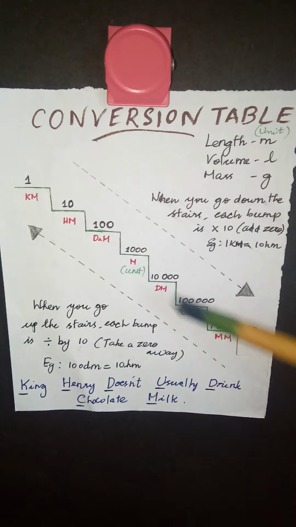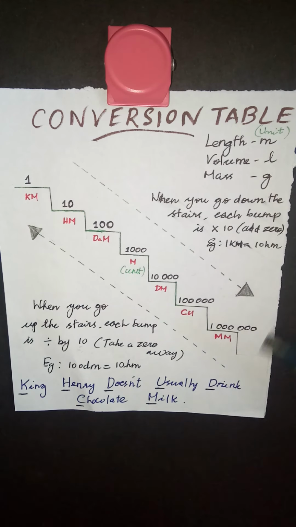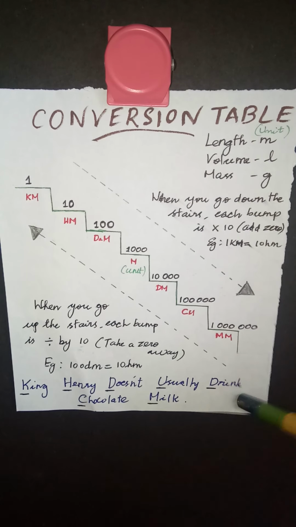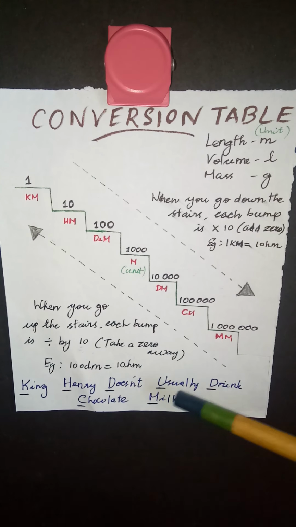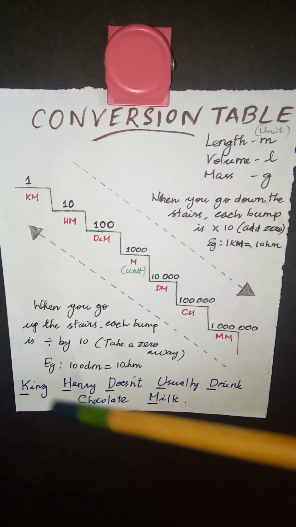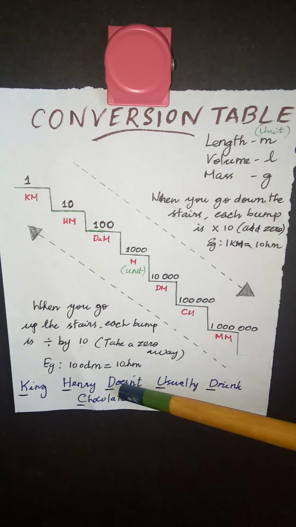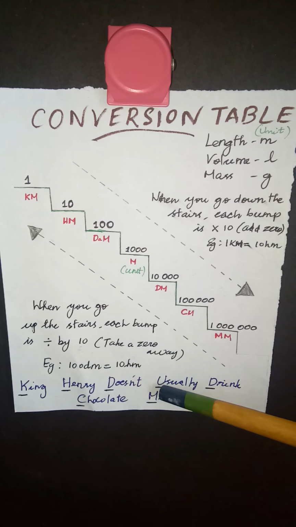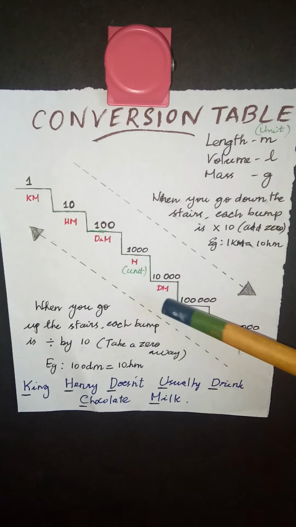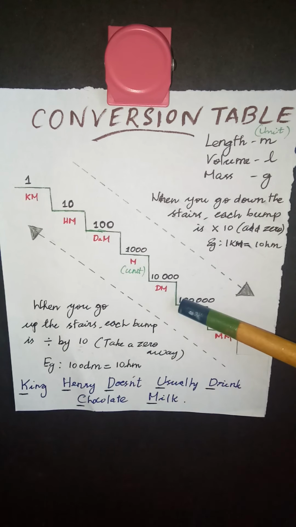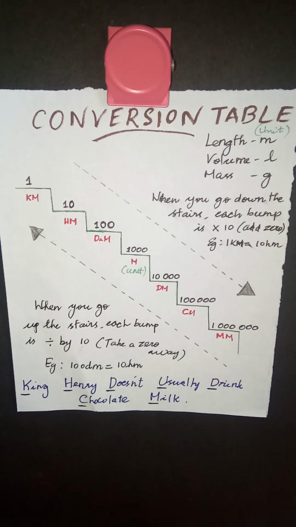To remember this table, kilometer, hectometer, decameter, meter, decimeter, centimeter, millimeter, there is a commonly used mnemonic. I think you would have studied this in lower classes. King Henry doesn't usually drink chocolate milk. King, K, kilometer; Henry, H, hectometer; doesn't, D, decameter; and U is unit. The unit here is meter. Drink, decimeter; chocolate, C, centimeter; and milk, M, millimeter. So this is the conversion table.